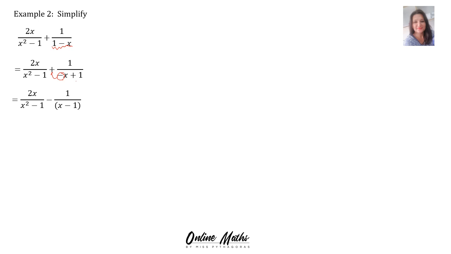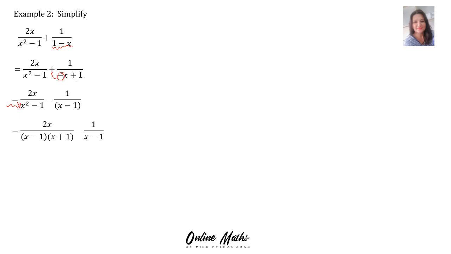Then the first term, the denominator here, that is in fact a difference of two squares. So you can write that as 2x over x minus 1 times x plus 1, and then the minus 1 over x minus 1. Now we find the LCD.